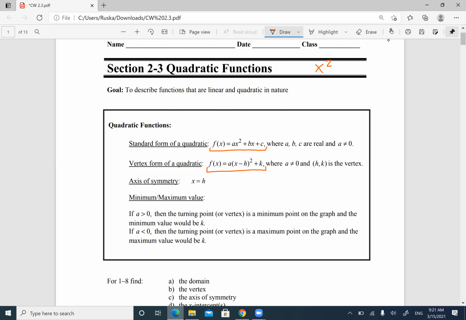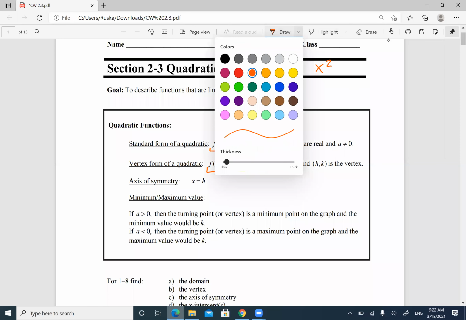Now, the vertex form is a different form which also has a square. You have x minus h inside the square, and a number by itself. So this is just a slightly different form of the quadratic function. If you have the vertex form, it's easier to find the vertex.